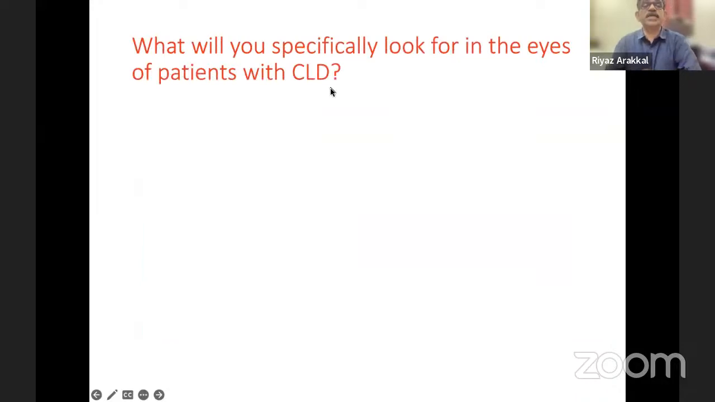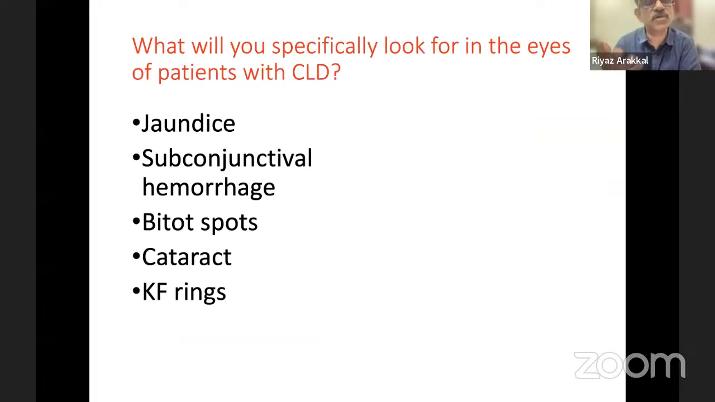What will you specifically look for in the eyes of patients with chronic kidney disease? What will you specifically look for in the eyes? So you look for jaundice, subconjunctival hemorrhage, Bitot spots, cataract, Kayser-Fleischer rings.